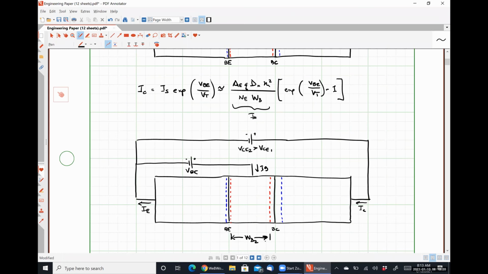So what's happening really is that as the width of the base region gets smaller, there is less opportunity for recombination to occur. And if less recombination occurs, then the amount of electrons that move from the emitter to the base to the collector increases. So we see an increase in current.